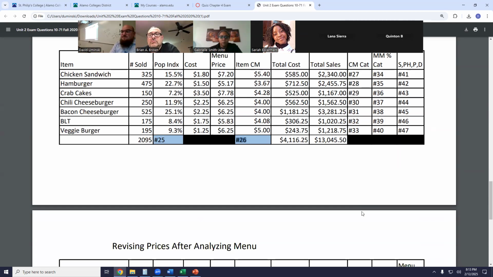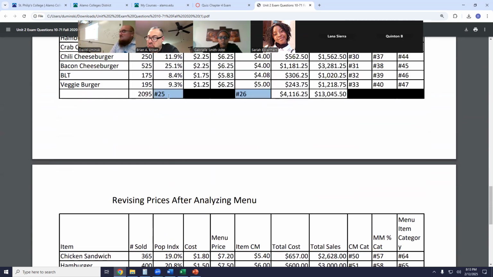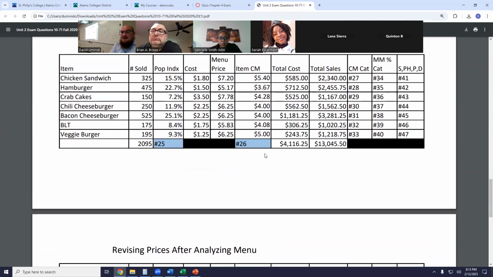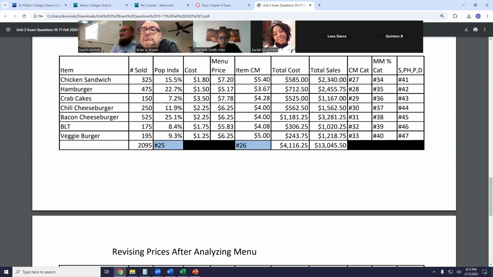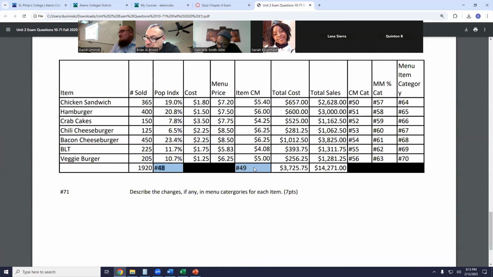Okay. Now, you're going to do it again. Question 48 is the same answer as question 25, because I've given you that average of 80% and I'm not changing that. It's going to stay the same. So 48 and 25 are the same answer. Now 26 and 49 are going to change because I've changed things about the menu. So your contribution margin average will change. Okay. And then you're going to reanalyze questions 50 through 70, high and low, and what the category is.